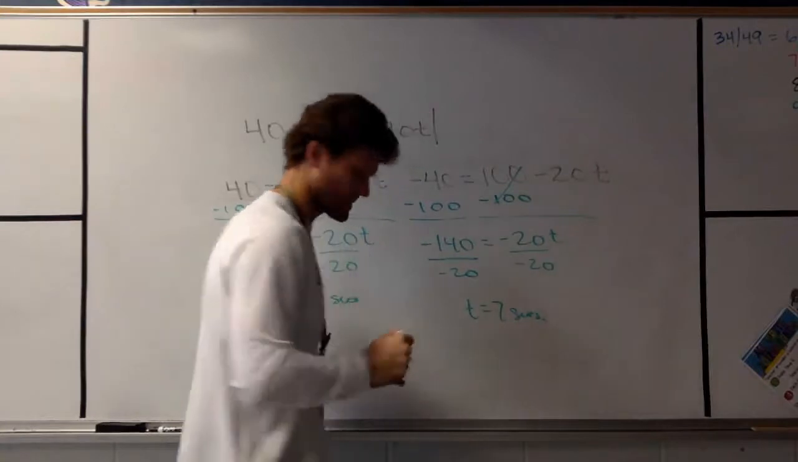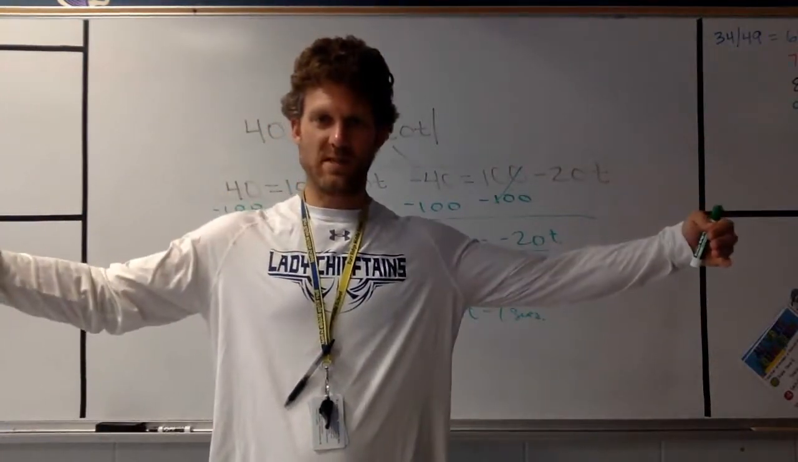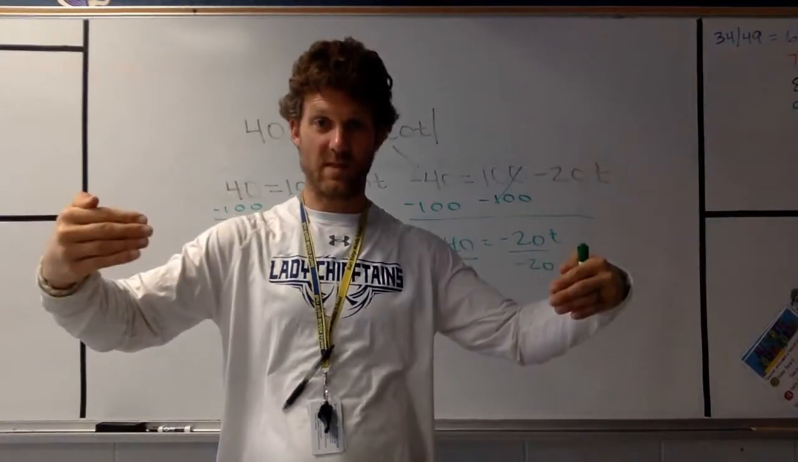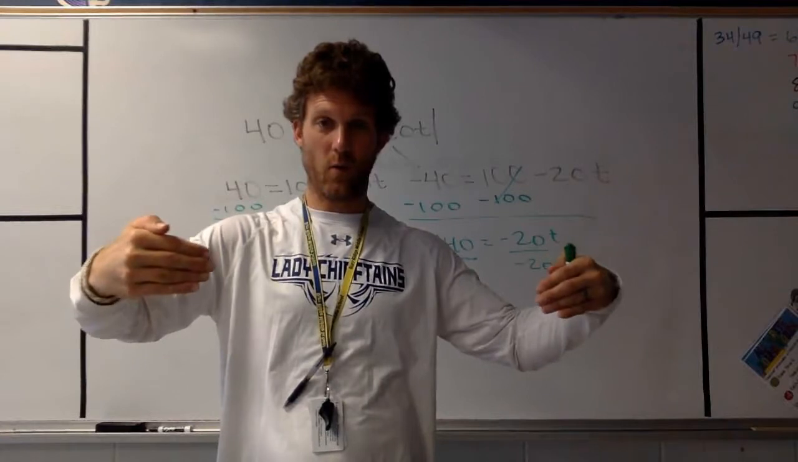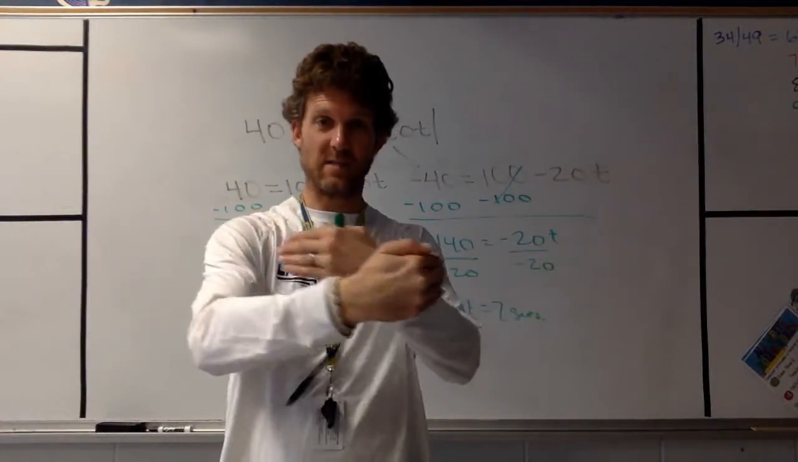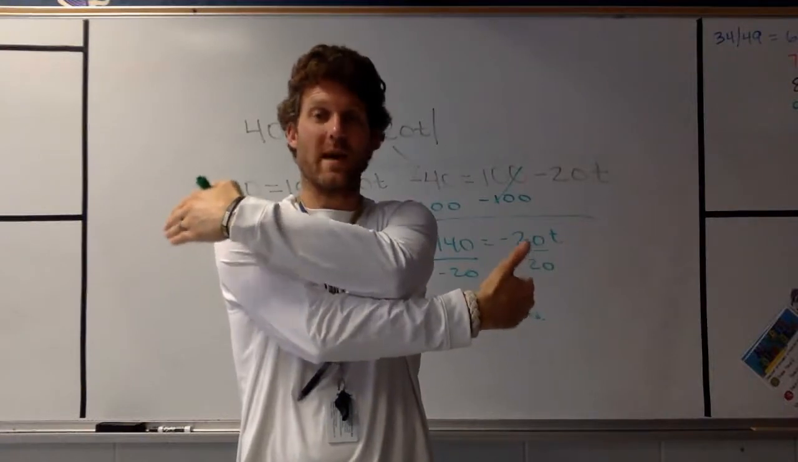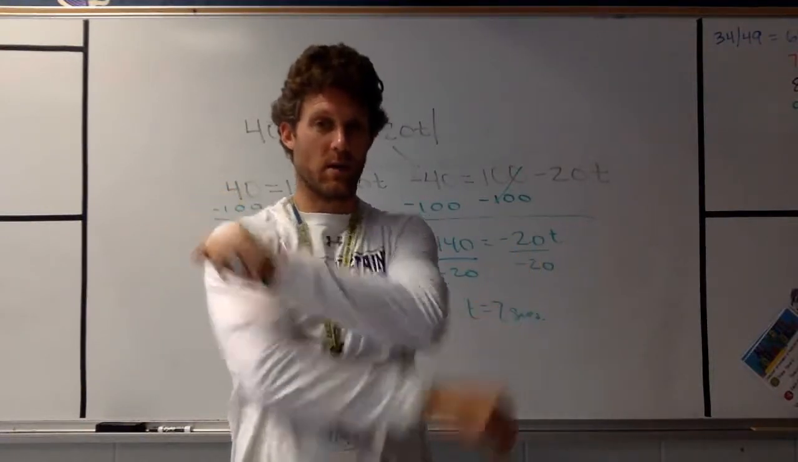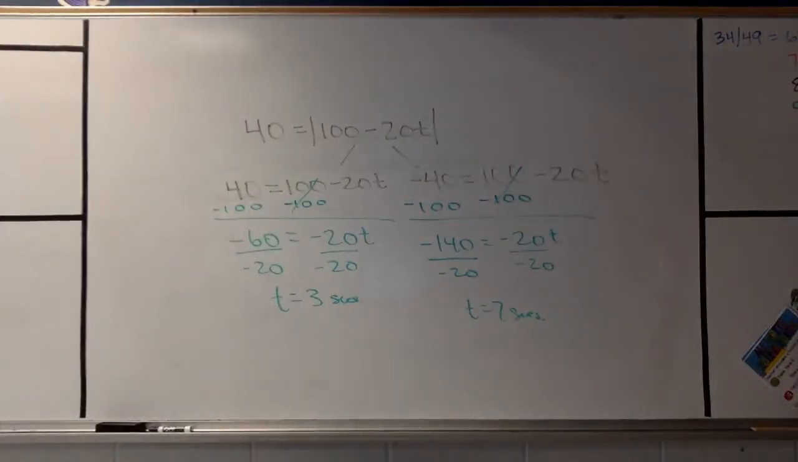So if I start the clock, and we're skating toward each other: 1 Mississippi, 2 Mississippi, 3 Mississippi. At 3, we're 40 feet away. 4 Mississippi, 5, 6, 7 Mississippi. At 7, we're 40 feet away again after we have crossed each other. So hopefully that makes sense to you. Again, if you need to rewind and play that back, please be my guest. Otherwise, there is the work for that.